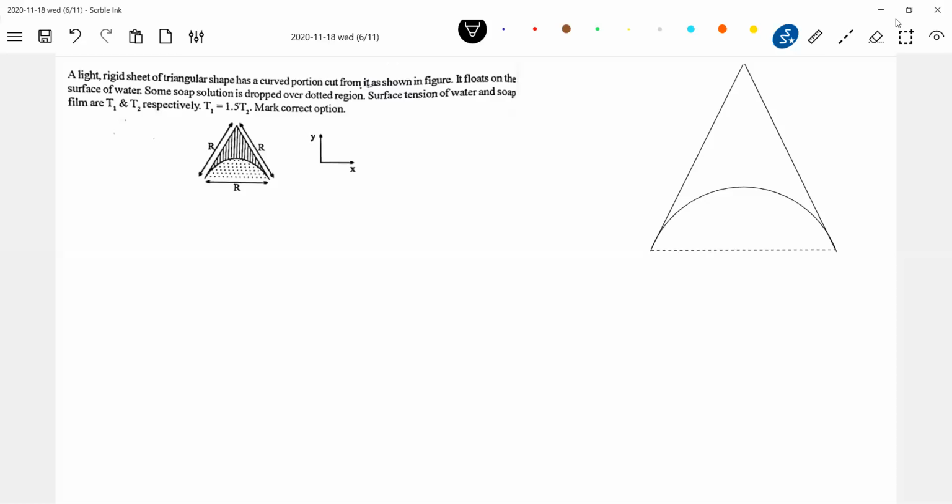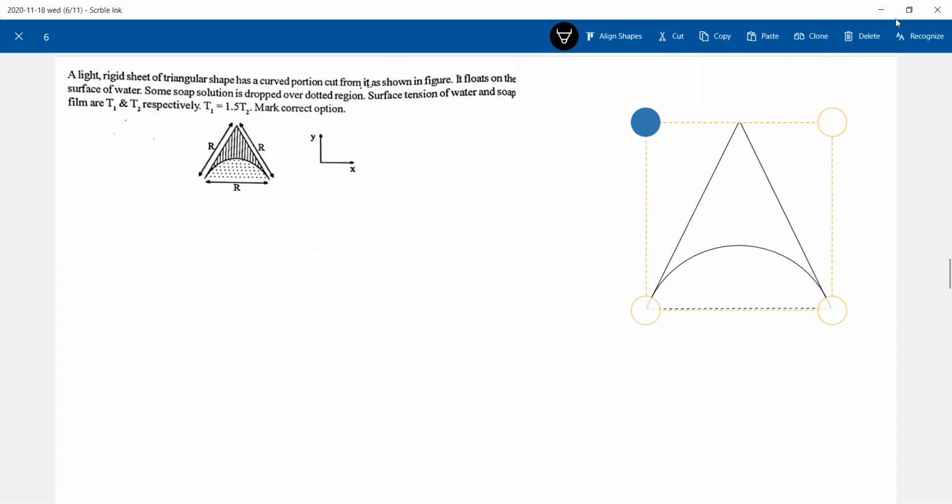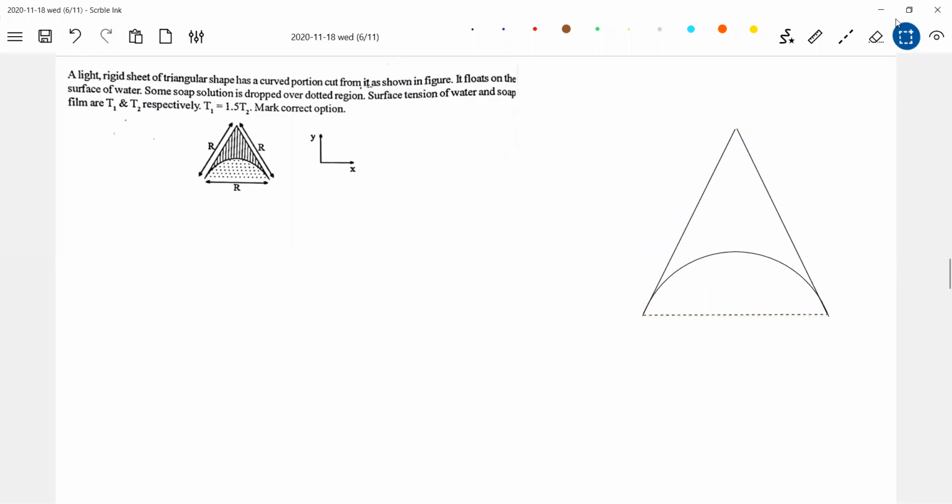Okay, let's show the forces that are acting. So everywhere liquid is present, and look at the nature of liquid. Substitution of water and soap film. It flows on the surface if a soap solution is dropped over the dotted region. Here is where the soap solution is. So how to get the soap solution? It's just floating water in this region. You drop some.